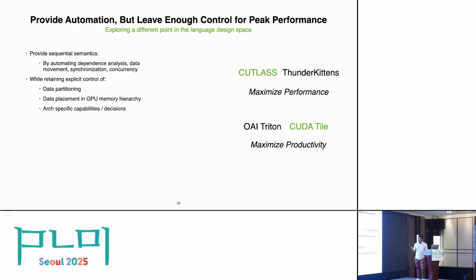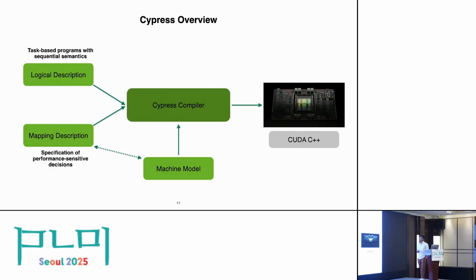So in this talk, I'll talk about one way that we can get both of these things, and by picking what I think are good abstractions, we can get both automation of difficult things and get really high performance code. So I'm going to talk to you today about a system that we built called Cypress. And so Cypress, you write programs in Cypress, they have two components.